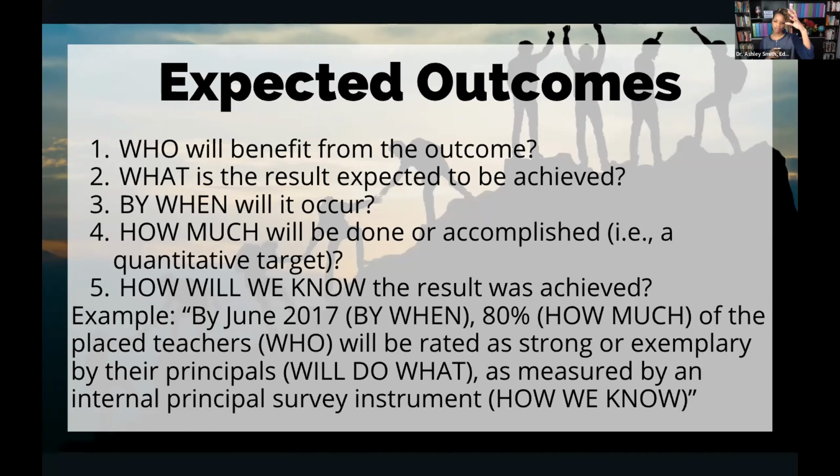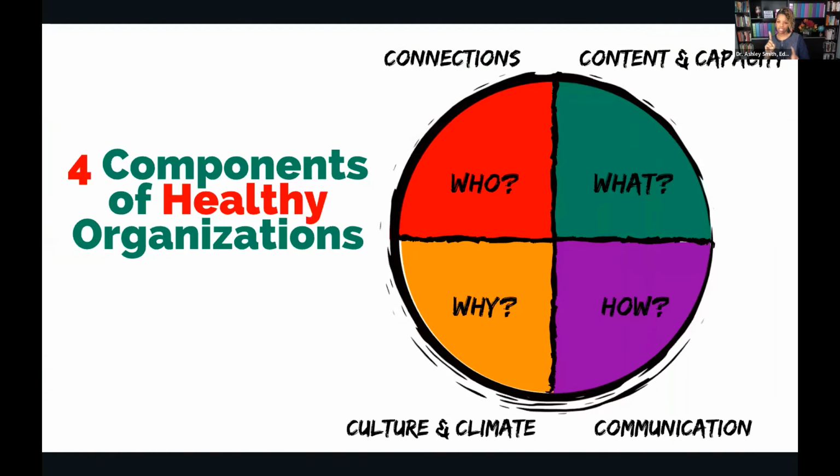So you take your timeline, take some of those dates, and then create your outcomes in the four different categories that we have set: connections, content and capacity, culture and climate, and communication. I got a lot of questions on these from the people who had coaching calls before the application, so I just wanted to say it to the whole group. Connections is about who, content and capacity building is all about the what, communication is about the how, and culture and climate is about the why.